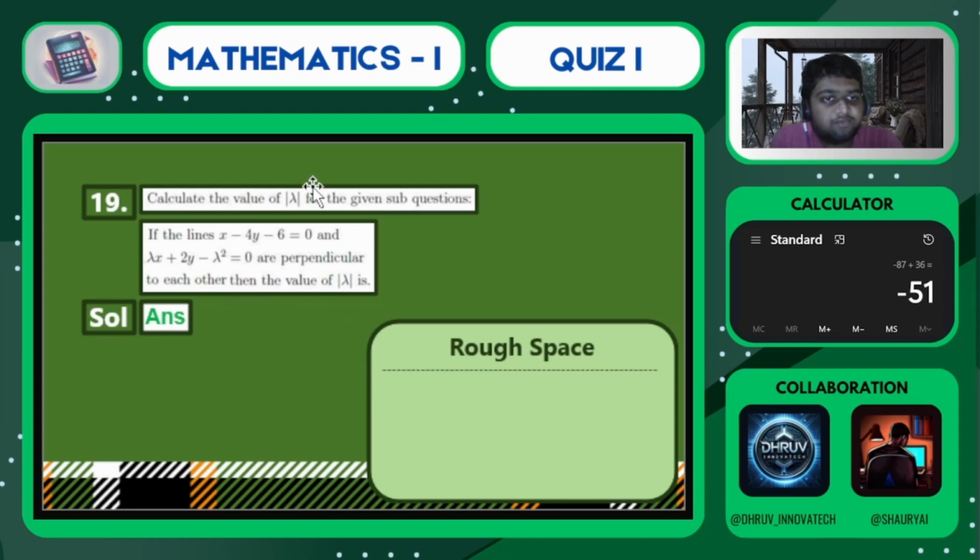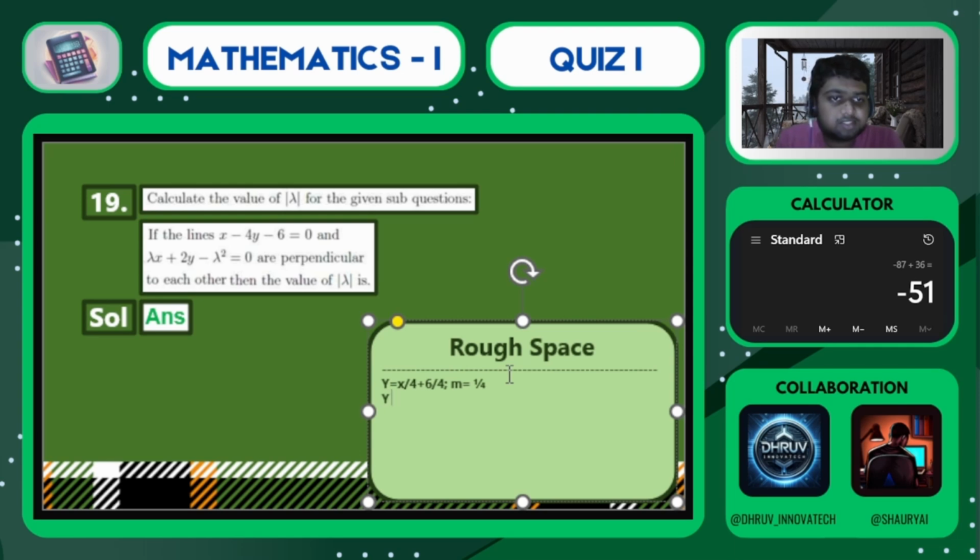Okay, so here you have to calculate the value of lambda. 2 lines are given and they are said to be perpendicular. It's very easy. You can just find both of their slopes and set their product equal to -1. Let's see. y equals -x minus 6, whole divided by -4. So it is x by 4 plus 6 by 4. So 1 by 4 here. Let's say we get m equals 1 by 4 in the first equation.